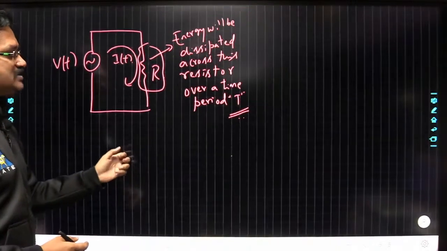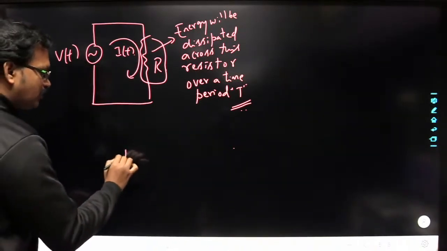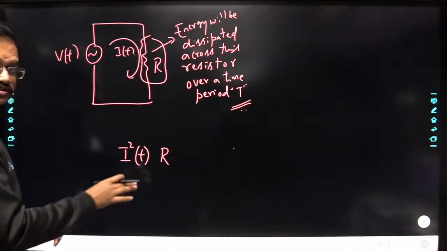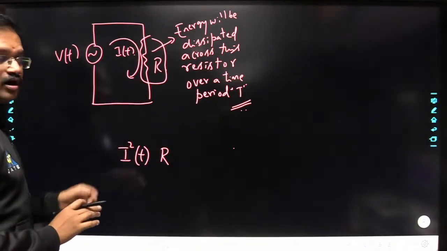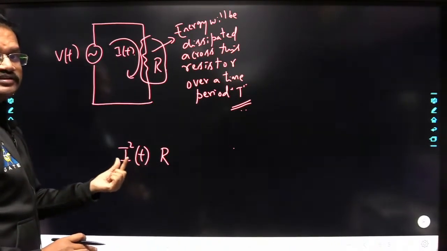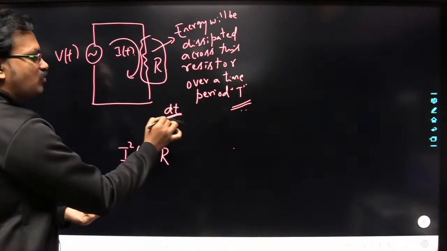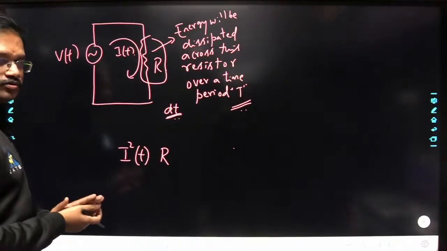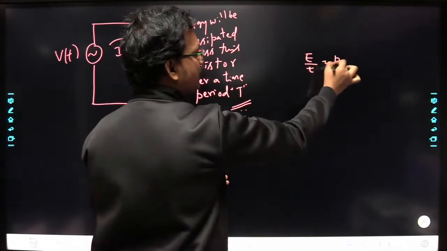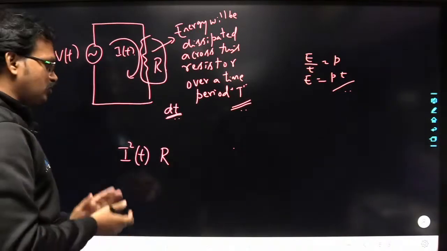So what is that energy that is dissipated here? How can you write the energy? See, the power I can write as I square of t into R. Yes or no? So this is the power that is dissipated across R. Now if I want the energy dissipated over a small interval of time dt, energy by time is nothing but power. So energy is equal to power into time. If you multiply power into time, you are going to get energy here.